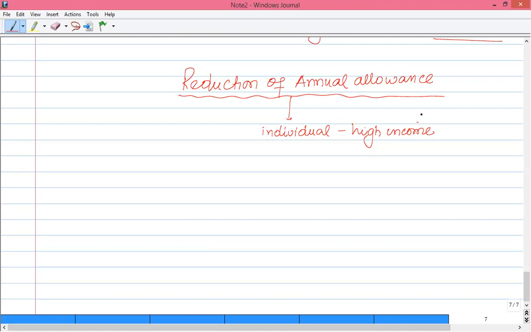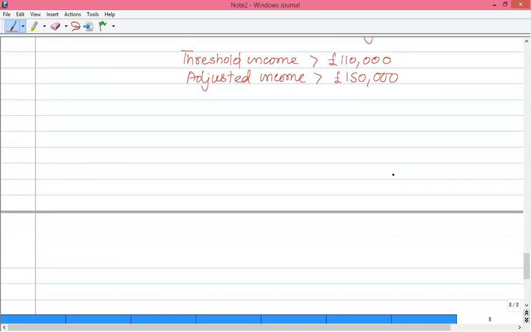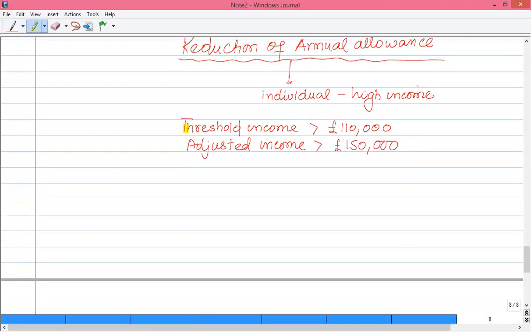This is applicable when threshold income is greater than 110,000 and adjusted income is greater than 150,000. As far as the paper TX is concerned, this threshold income concept is not examinable. So we'll focus on the adjusted income.